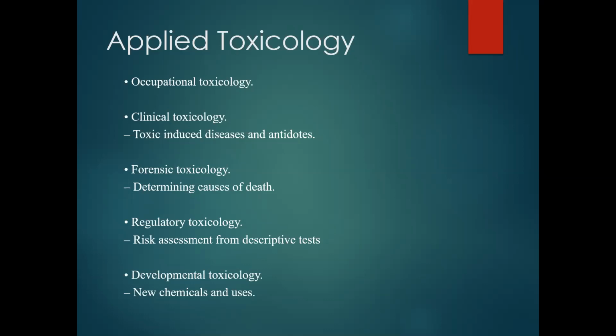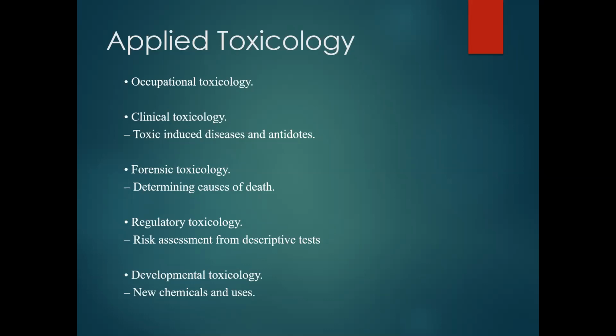Now we come to forensic toxicology. Forensic toxicology is the detection and interpretation of the presence of drugs and other potentially toxic compounds in bodily tissues and fluids. It determines the causes of death. It is used in forensic labs to determine what type of poison was fed to a person. So forensic toxicology deals with that.